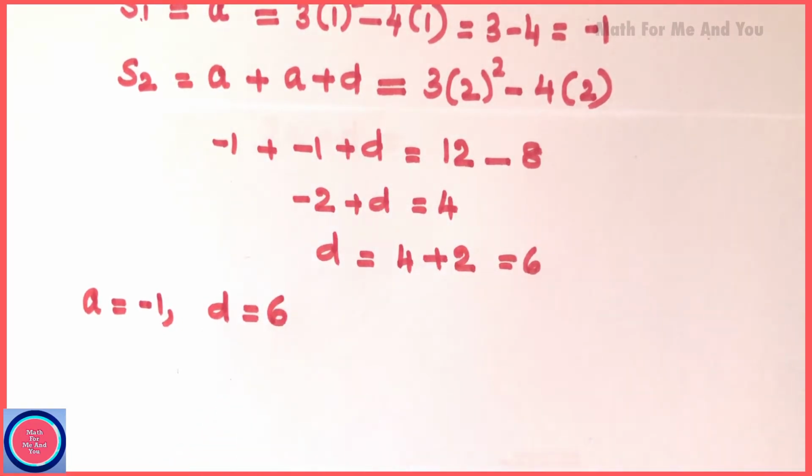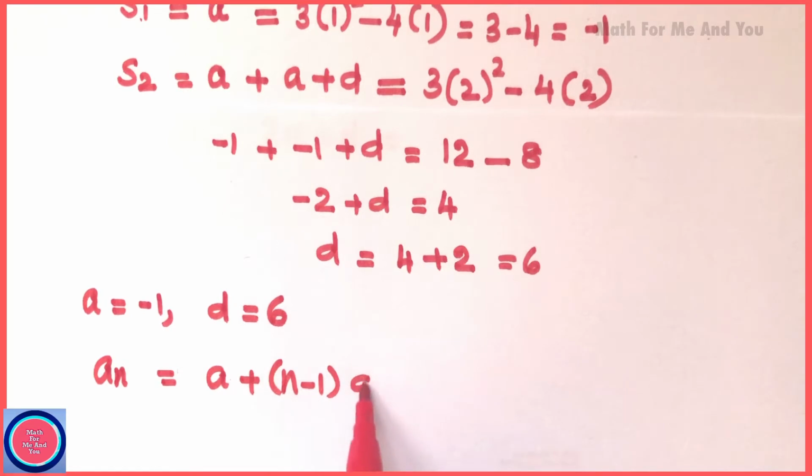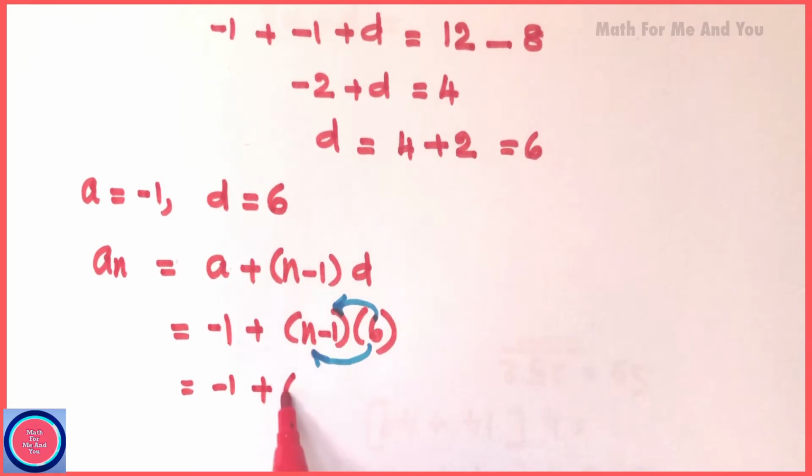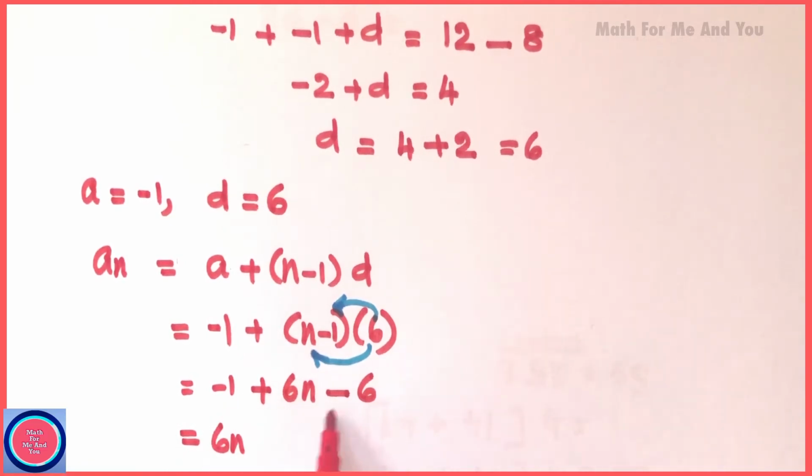Can you find the nth term? What is that? An equals. What is the formula? A plus n minus 1 into D. Substitute the values. A is minus 1 plus n we don't know. So we write same as it is. Then D is 6. Minus 1 we write same and now we can remove the bracket by multiplying with the 6. 6 times n, 6n minus 1 times 6 is minus 6. 6n, the nth term we could write first. Then the numbers together, -1 and -6 is -7. See the nth term, 6n minus 7.